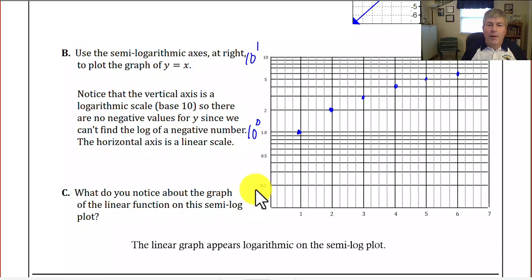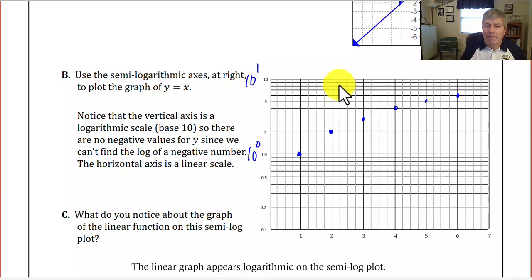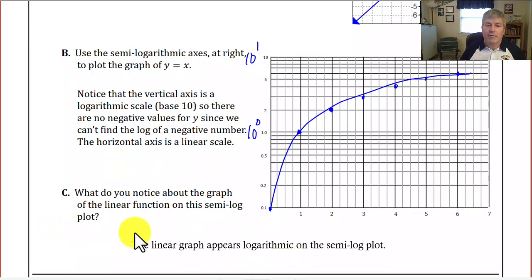So what do we notice about the graph of the linear function? Well, that linear function, I think I missed one. Well, I missed 0, 0. But our linear function on a semilog plot appears to be, well, logarithmic. So in answer C, the linear graph appears logarithmic on the semilog plot.